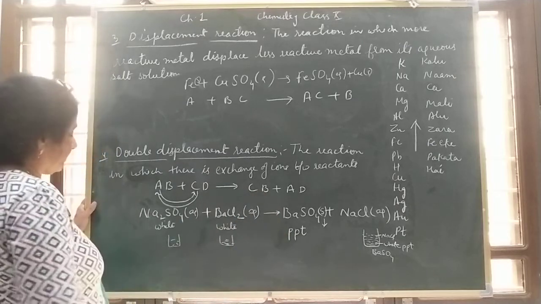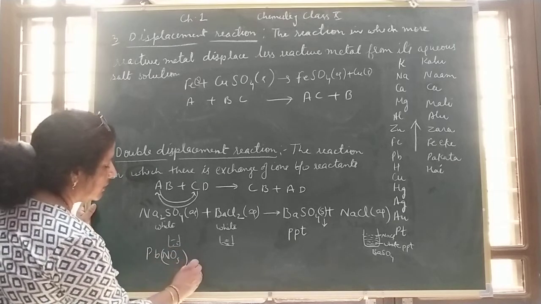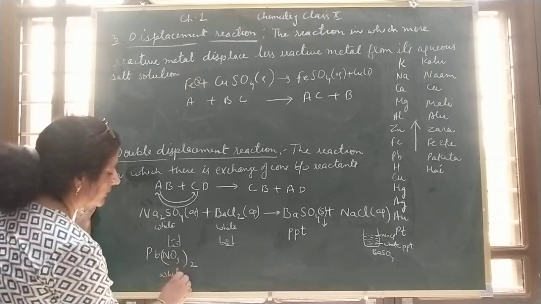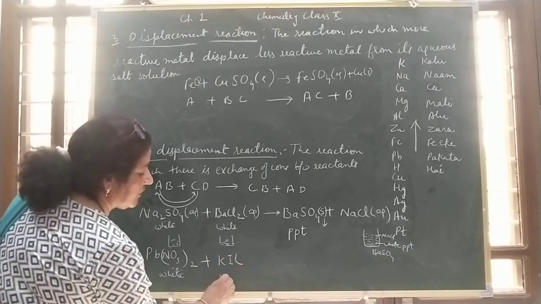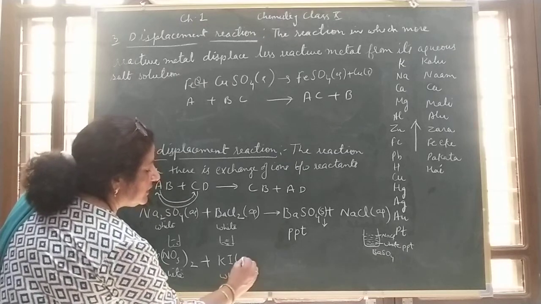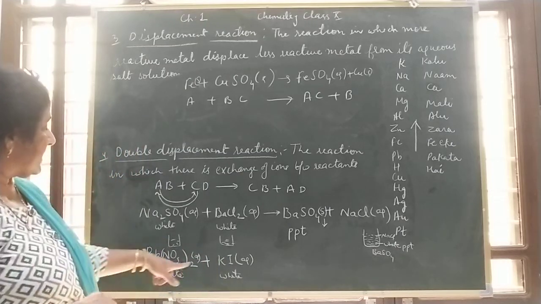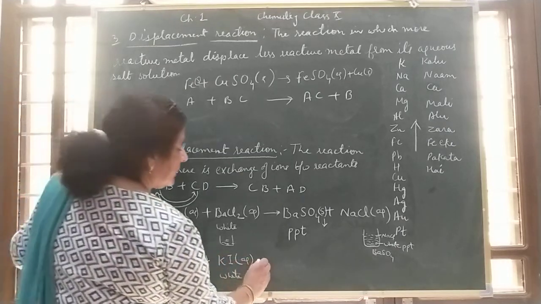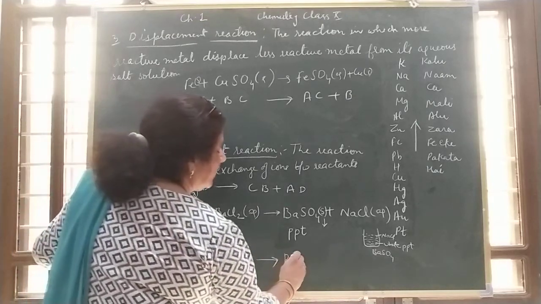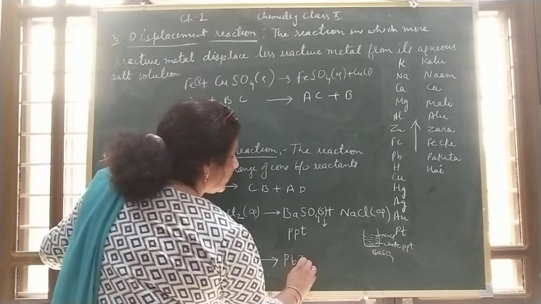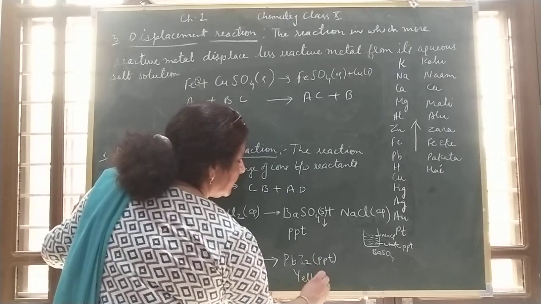One more example. Let me take lead nitrate, Pb(NO3)2. This is white in color, plus potassium iodide. It is also white in color. Take the aqueous solution of both. You can check this reaction in my previous video also. Yellow precipitate is formed of lead iodide, PbI2. These are the precipitate, yellow in color.